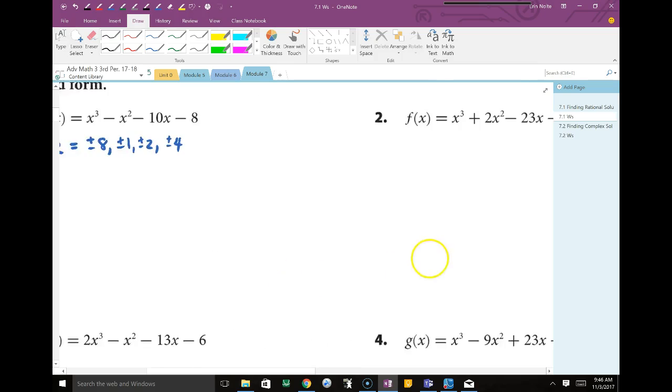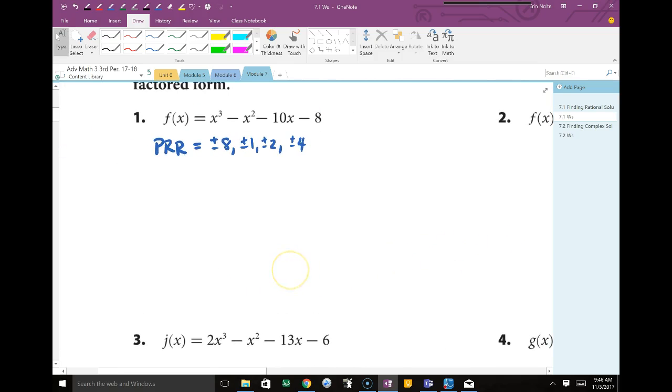Here's the thing. This possible rational root thing was really nice 1,000 years ago when they didn't have technology. At least it narrowed it down a little bit for them. Well, that's only 8 possible values that might work instead of all of the numbers. So that was a little bit better. But nowadays we have technology, so I'm going to show you how to use technology to factor.